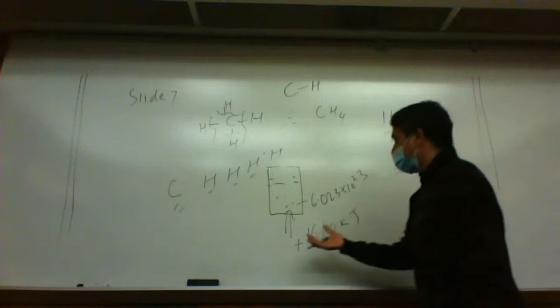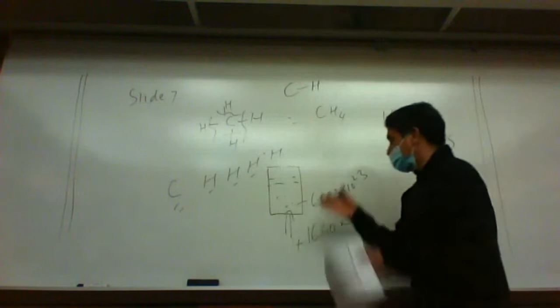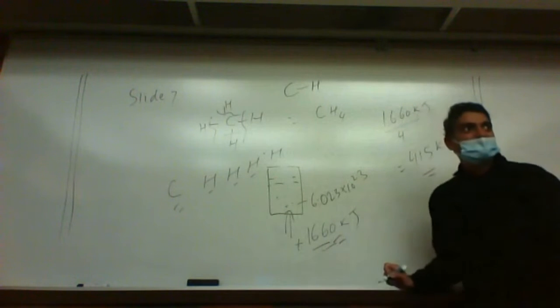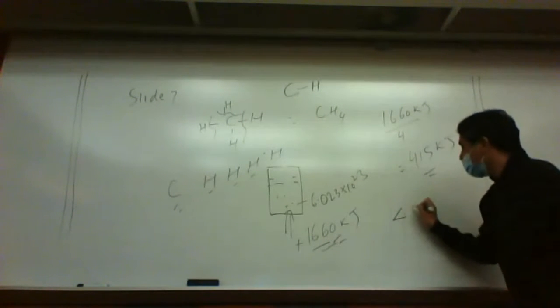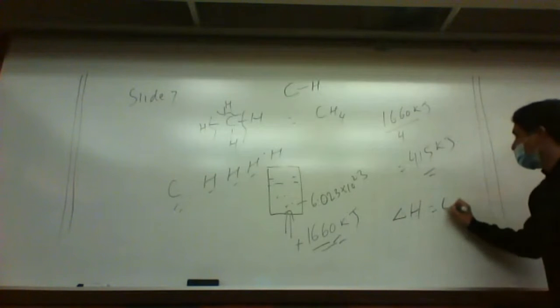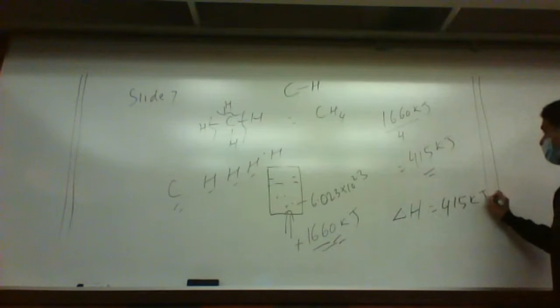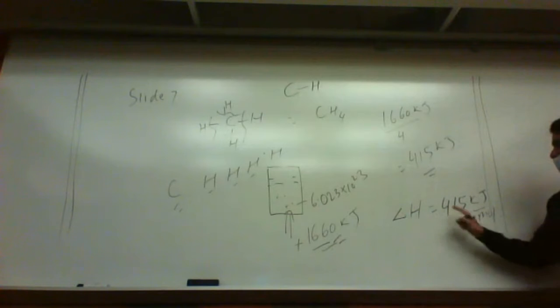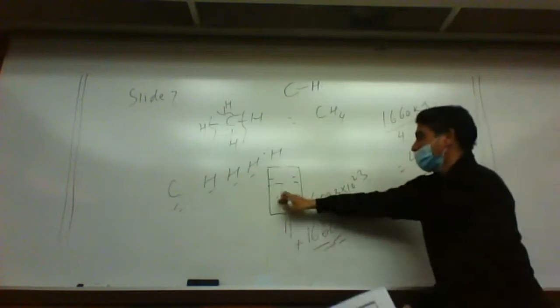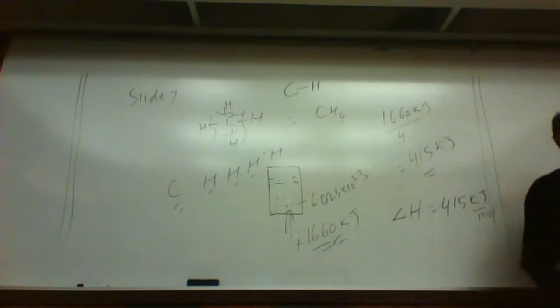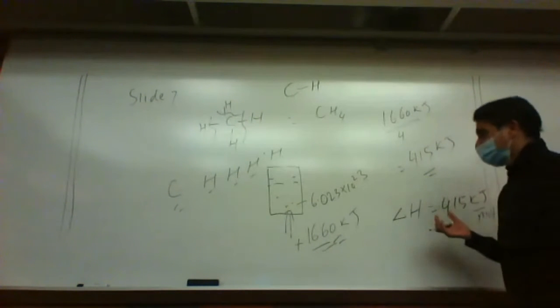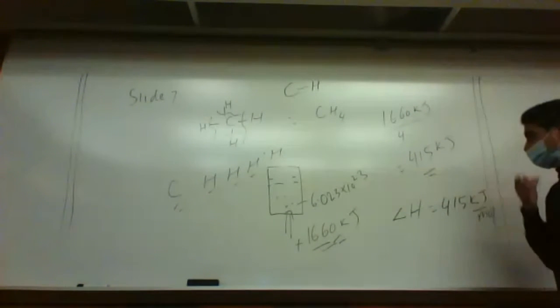If you have to supply the energy from outside to break those bonds, we give the plus sign, and we represent that as delta H. Delta H is equal to 415 kilojoule per mole. Why? Because we supply energy from outside to break those bonds. Because it's endothermic, just like lab number 11 we did in the lab.